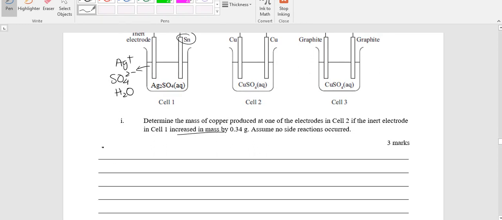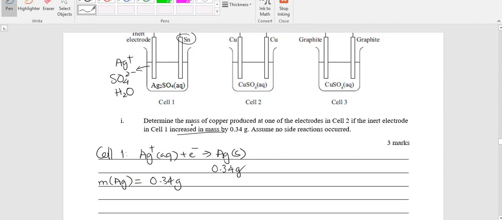So in cell 1, what happened at the cathode is going to be Ag+ plus electrons going to Ag. This is going to happen at the cathode, which means that 0.34 grams must be the mass of silver being produced. So I'm going to just write that down. The mass of Ag is 0.34 grams.